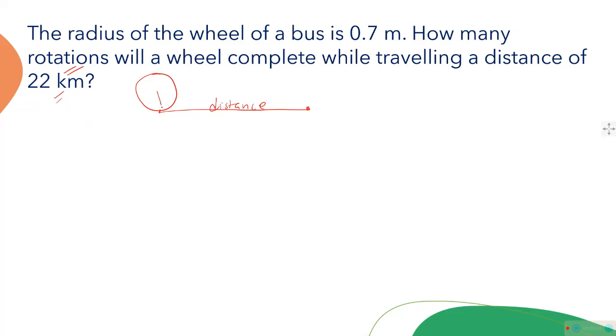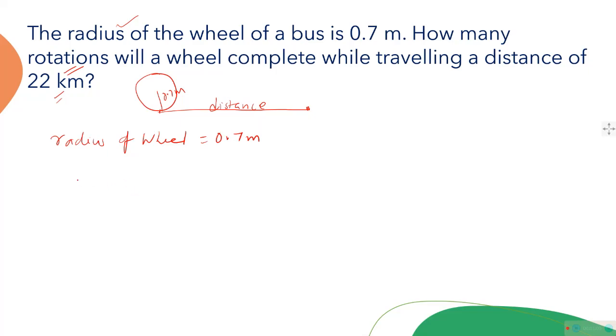So let us see, this is given, the wheel radius is given as 0.7 meter. So we'll say radius of wheel is equal to 0.7 meter.